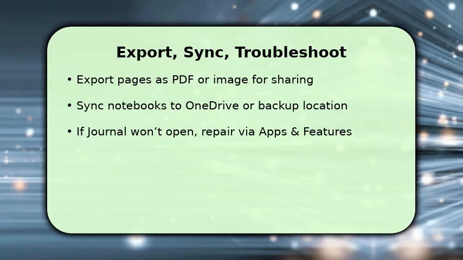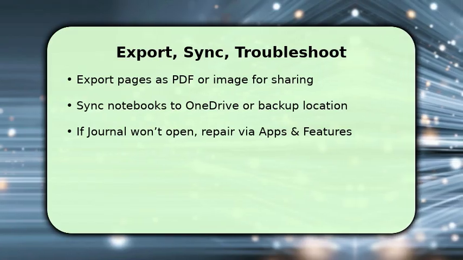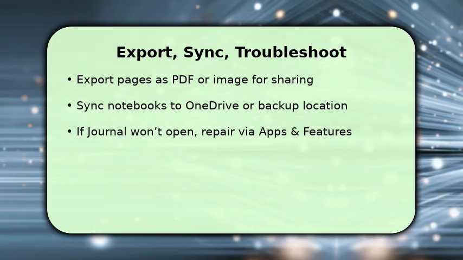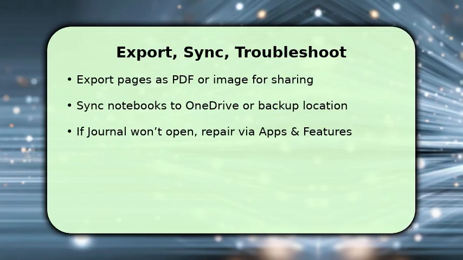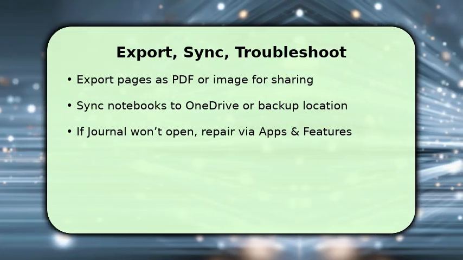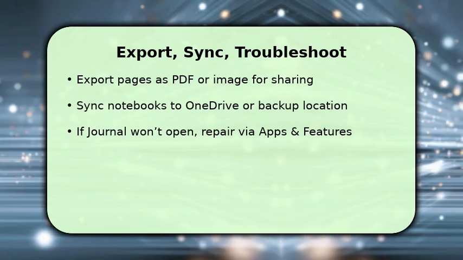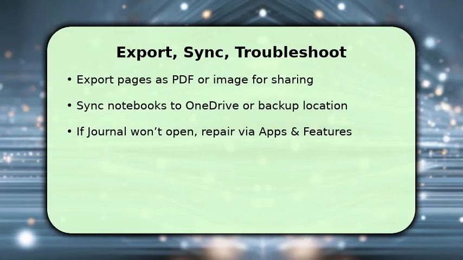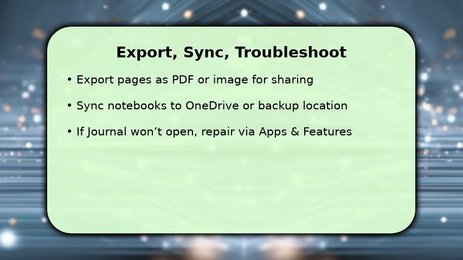If Journal fails to open, repair or reset it through apps and features, reboot and check for driver updates for your pen. If the problem persists, export any accessible pages and reinstall Journal. That often resolves corrupted configuration files.